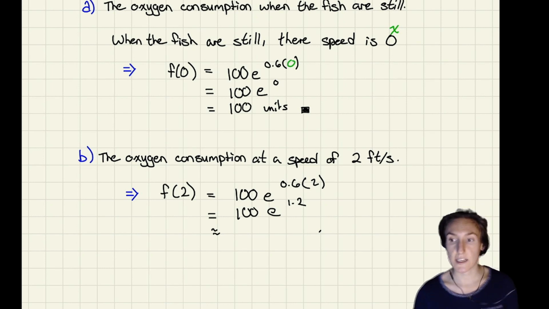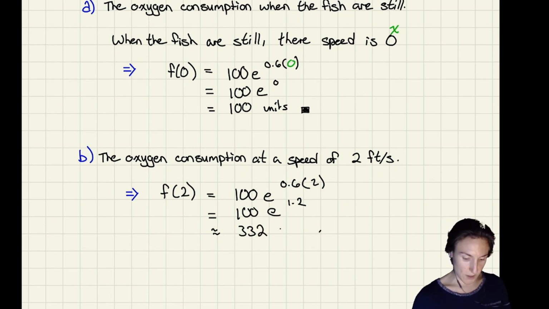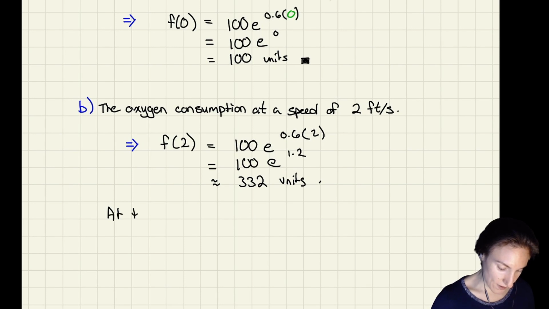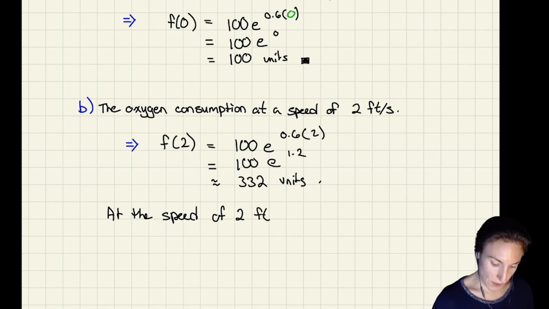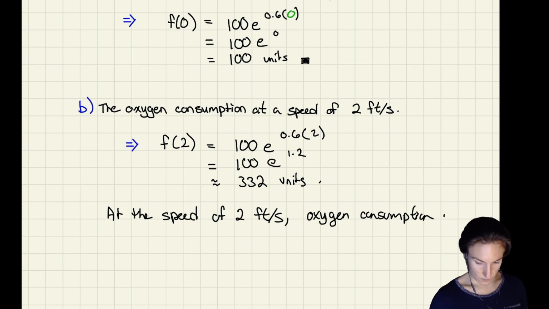You can leave your answer like this, but just generally so you know roughly what this means, if you plug this into a calculator or on Google, you're going to get approximately 332 units. Now, what does this mean exactly? This means that at the speed of 2 feet per second, oxygen consumption is about 332 units.